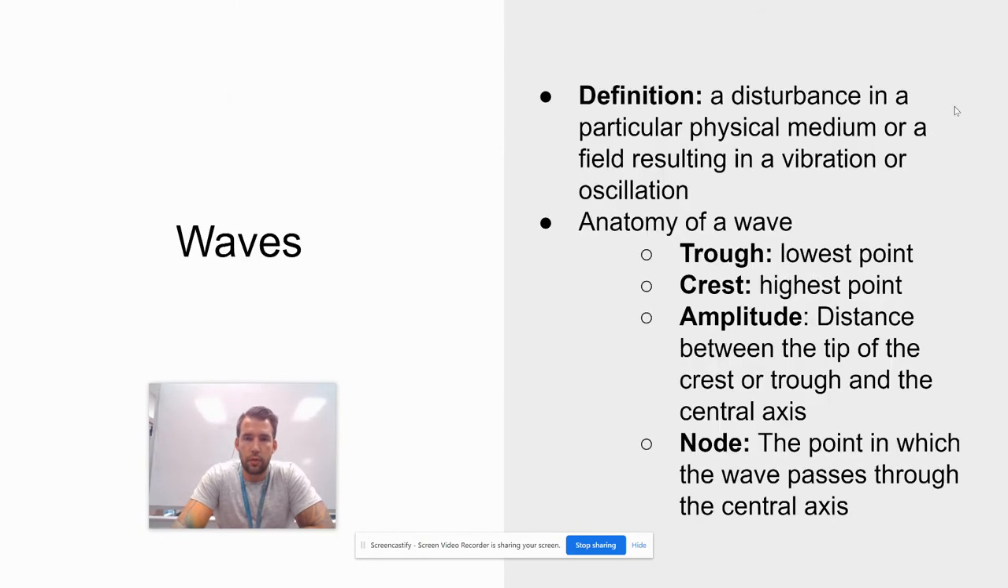So the first thing I want to talk about is what is a wave? A wave is a disturbance in a particular physical medium or a field resulting in a vibration or an oscillation. An oscillation is when something is just going back and forth, back and forth.